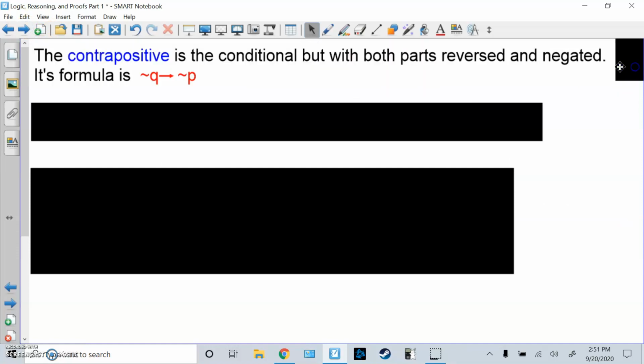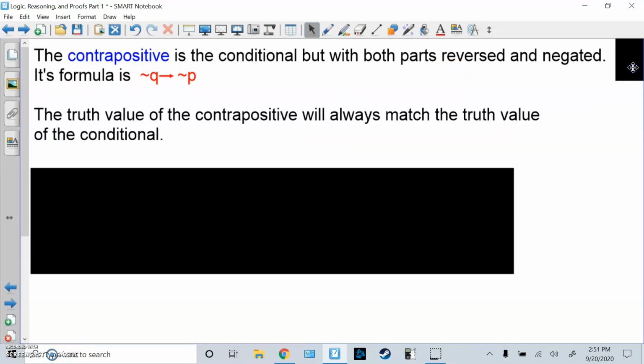The last of the three is the contrapositive. It's a conditional with both parts reversed and negated. It's the formula not Q, then not P. Now this truth value will always match the truth value of the conditional.